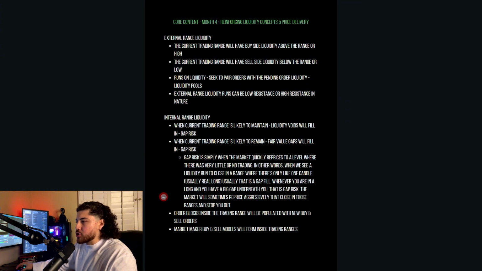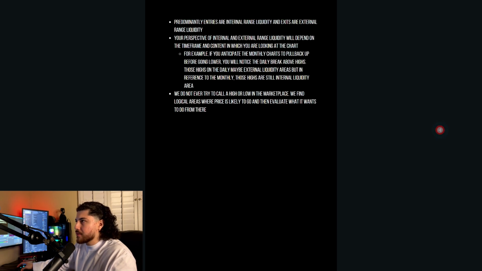Order blocks inside the trading range will be populated with new buy and sell orders, and market maker buy and sell models will form inside trading ranges.